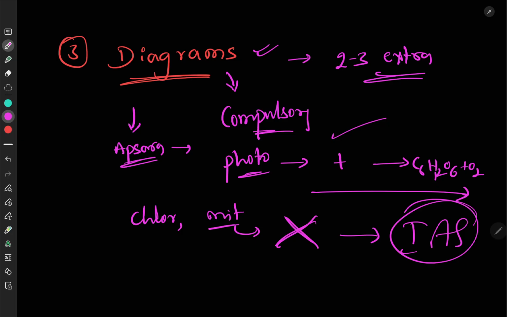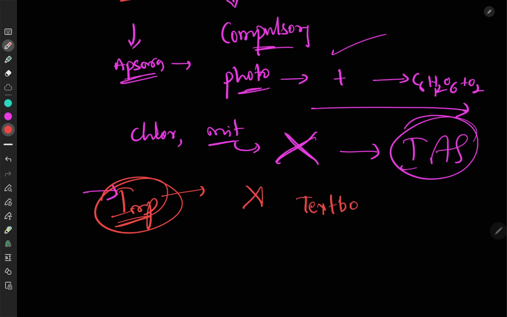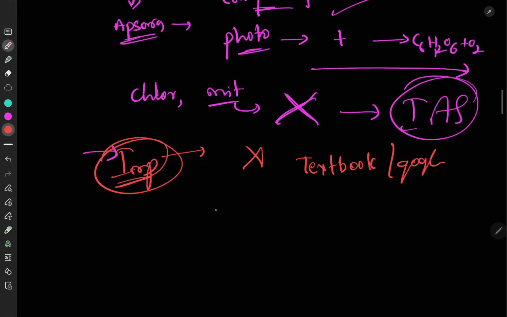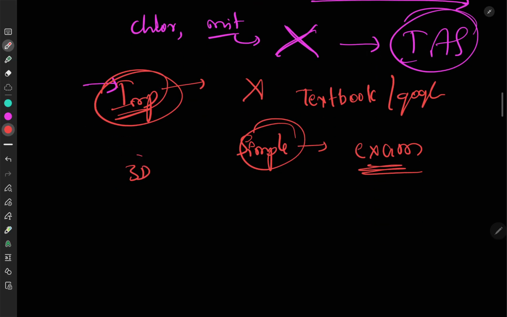right? And consider one more point, a very important point, so note it down. Don't copy the textbook diagrams or Google diagrams. You should draw them with your own hands, a very simple version that can be replicated in your exam hall. If you have 3D diagrams, you can't replicate them in the exam hall, right? That's why you should have handwritten simple notes and simple diagrams.